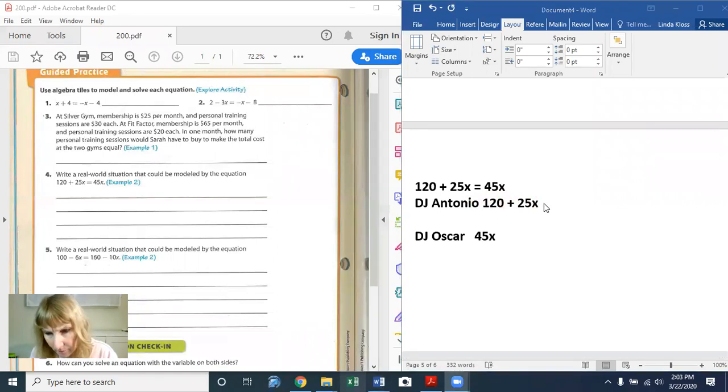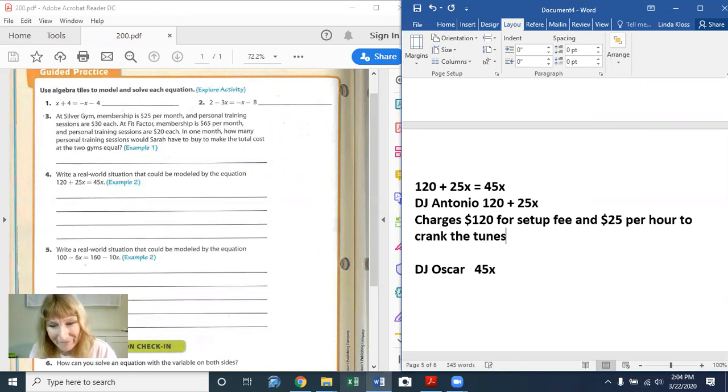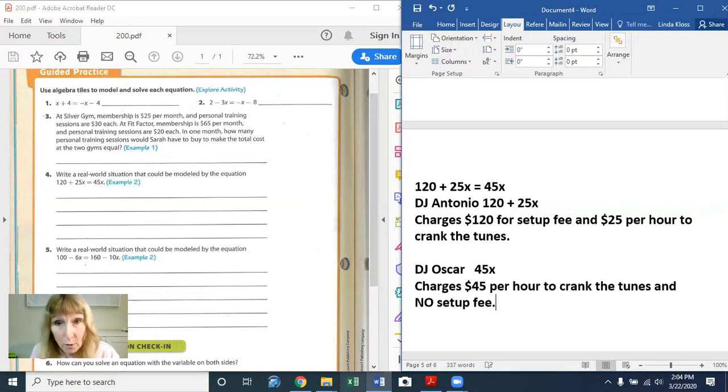So I'm going to say that DJ Antonio charges $120 for a setup fee, and he's probably got a bunch of lights and cool things like that and a sound system, and $25 per hour to crank the tunes. And DJ Oscar, on the other hand, charges $45 per hour to crank the tunes and no setup fee. Who's the better deal? I don't know. I guess it would depend on the number of hours.